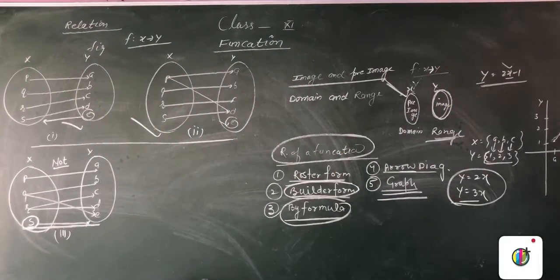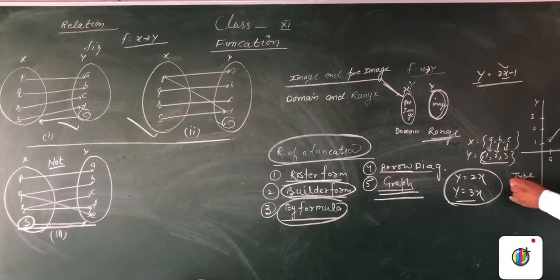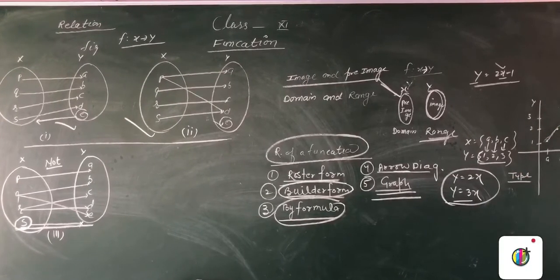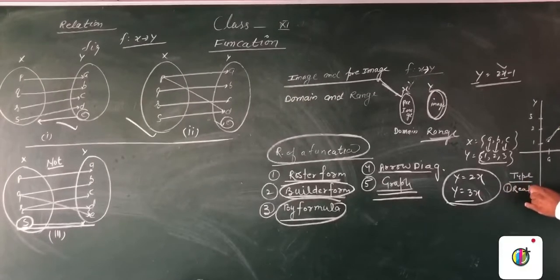Now the types of function. There are many types of functions. A few types of function: first of them is real valued function. A function from X to Y, where x belongs to capital X and y belongs to capital Y, is said to be a real valued function if it maps real numbers to real numbers. So then we say that it is a real valued function.